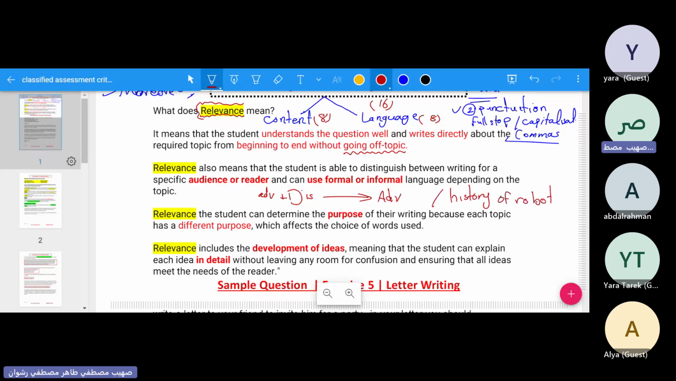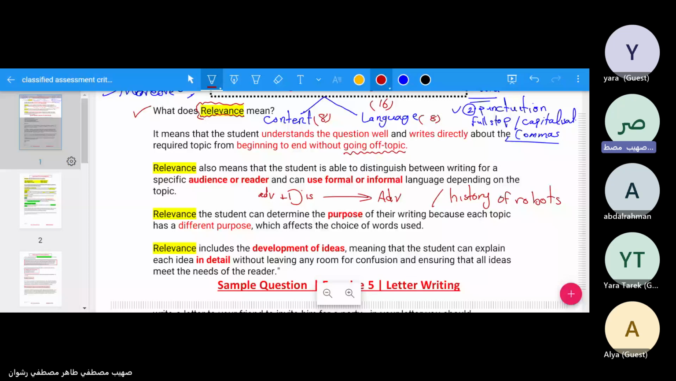Do you think this student achieved the relevance in his writing? Yes or no? No. No. Why no? Because the history of robots is not disadvantages. Exactly. The second paragraph is not a disadvantages paragraph. The history of robots is what? This is a kind of informative paragraph.